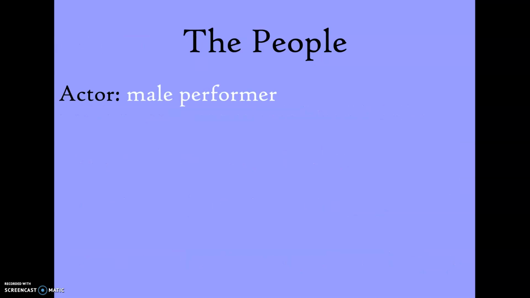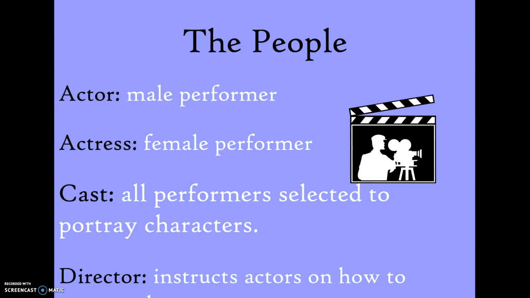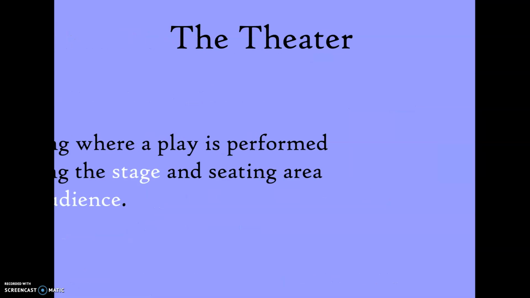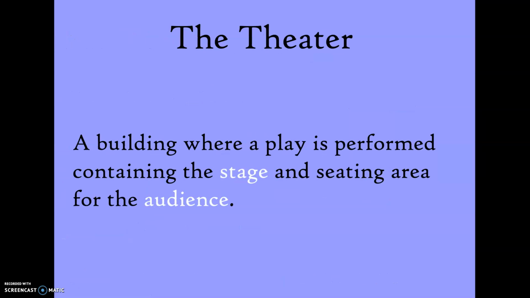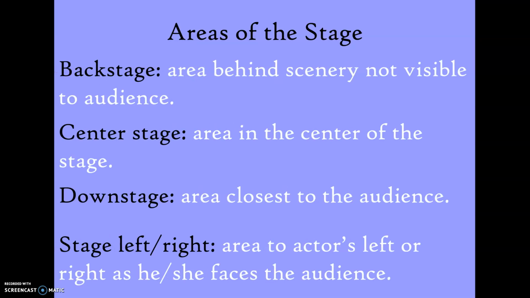Let's look at the people that we meet in a play. So you have the actor, who is a male performer. The actress is the female performer. The cast is going to be all of the performers that are in the play. And then the director, of course, instructs the actors on how to portray their characters. The theater, this is the building where the play is performed, and it has a stage and then a seating area for the audience.